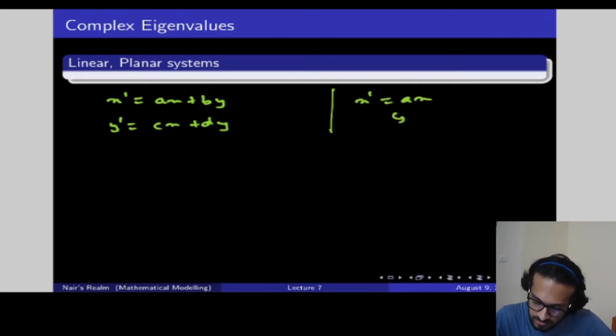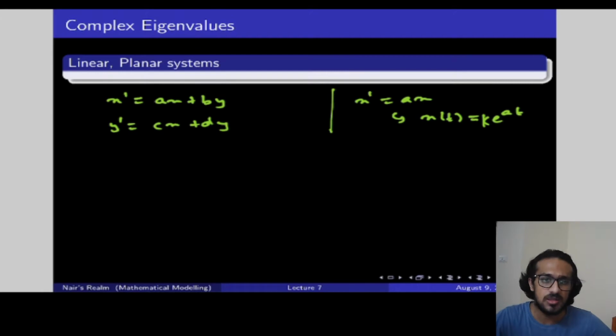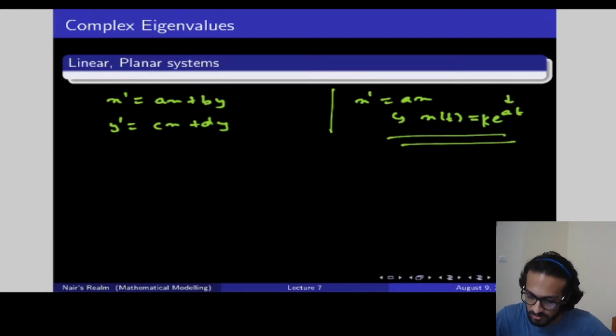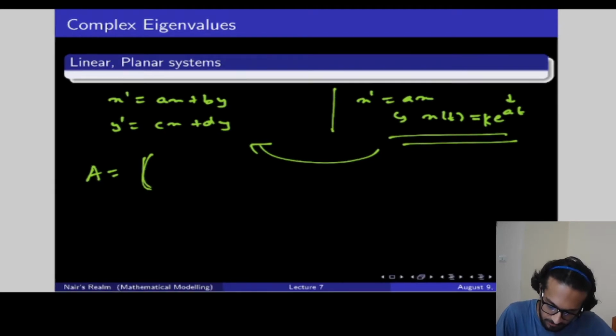So that's just x of t is equal to some constant times e power at. And then we discussed how the stability is determined for this based on the value of a. And then we used that to talk about the stability in the case of a planar system where the planar matrix is a, b, c, d.